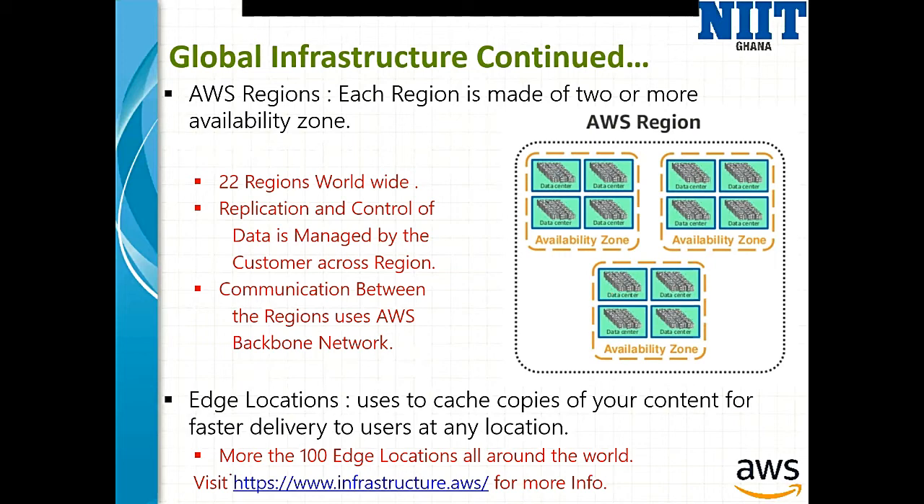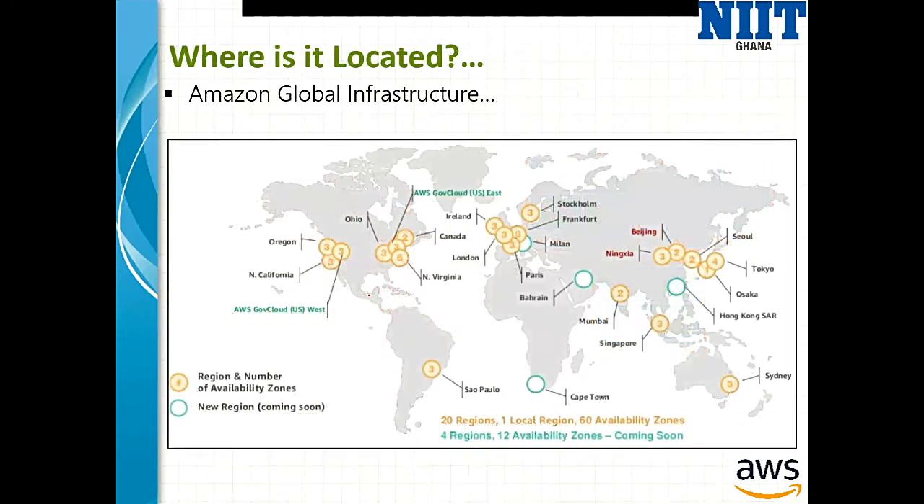You can go to this website, infrastructure.aws. Here you can see all the locations where this infrastructure is built and get information about it. This is an old image, but it contains some of the information about the various locations with the regions and availability zones. The numbers that you see inside the orange circles are basically availability zones, and the green ones are the new ones which are coming up soon.